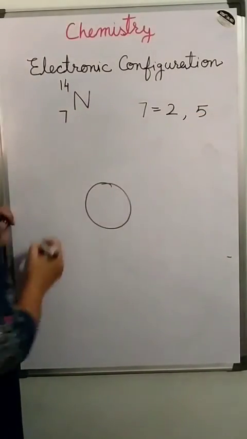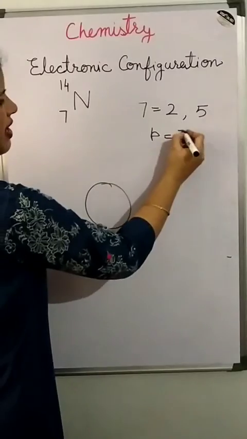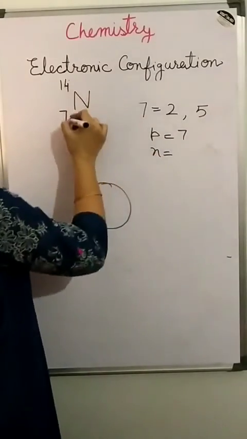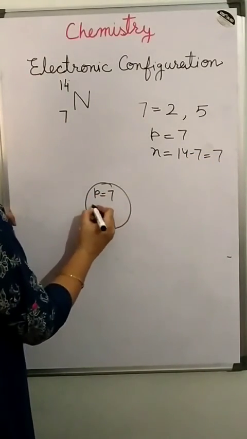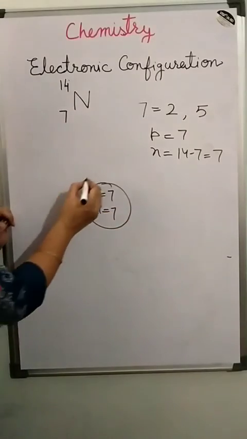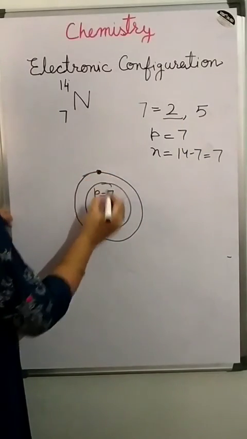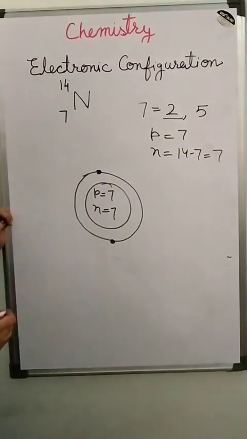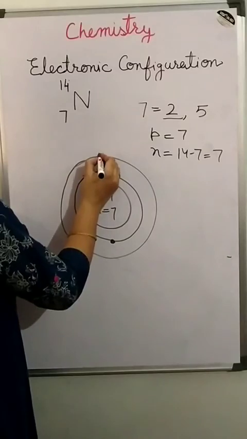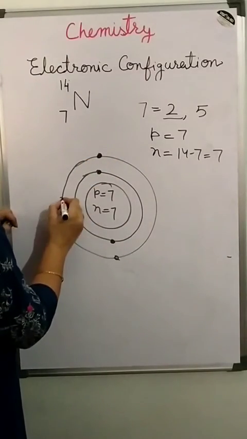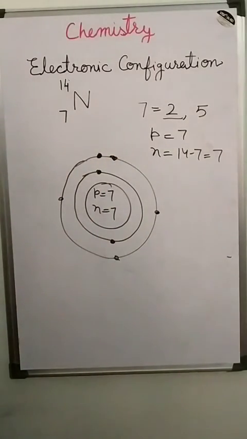First we make the nucleus. In the nucleus, the number of protons is equivalent to 7. The number of neutrons is equivalent to 14 minus 7, that is again 7. So the protons are equal to 7 and the neutrons are also equivalent to 7. In its first orbit we fill 2 electrons. In the next one, how do we fill 5? 1, 2, 3, 4, and here I am filling 5. Okay, so in this way you can fill.